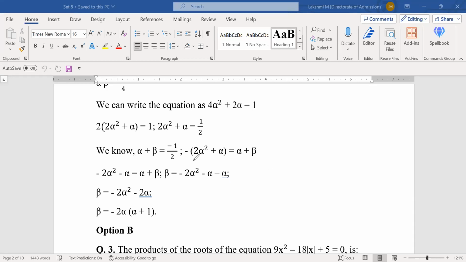So I hope this part you got. You understood this part. Now solving it, you'll be able to get this as beta is equal to minus 2 alpha into alpha plus 1.